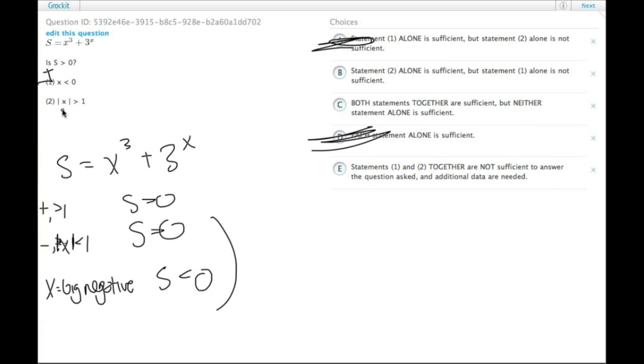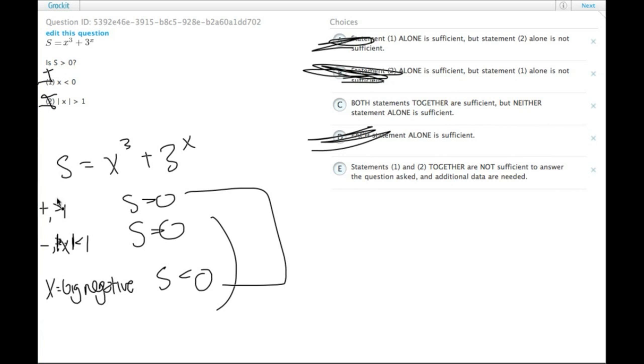Statement 2 tells us that the absolute value of x is greater than 1, which tells us that x is either very big, where very big is greater than 1, not a fraction. It either tells us that it's a big negative number or a positive number, but then we still have two answers regarding whether s is greater or less than 0, so that's not sufficient.